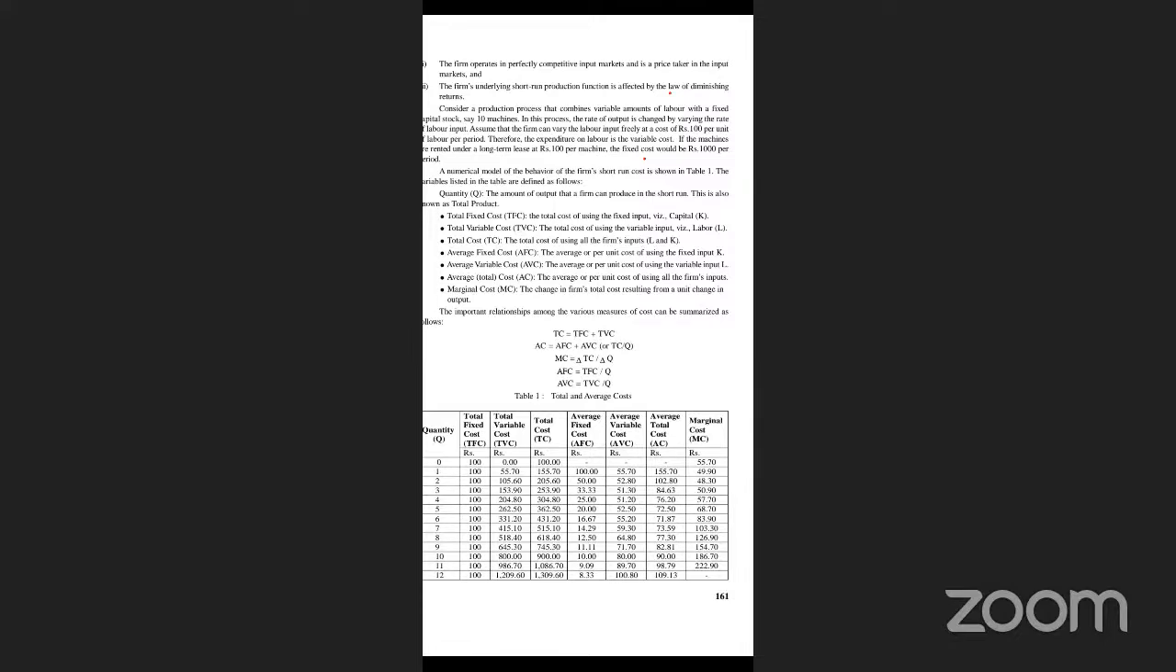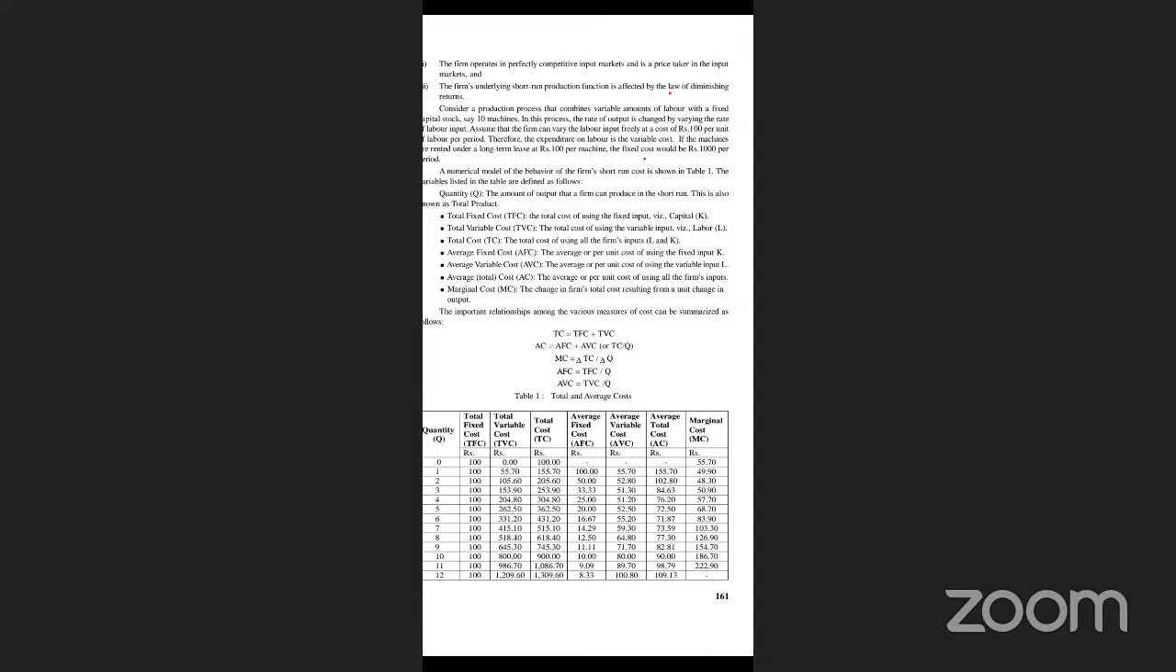Q is quantity. Total fixed cost is denoted as TFC. Total variable cost is TVC. And total cost is TC. Total cost here includes both the variable inputs, capital and labor. Next we have average fixed cost, denoted as AFC. In the same line, total variable cost TVC, we have average variable cost AVC. Next, total cost TC, we have average cost AC.